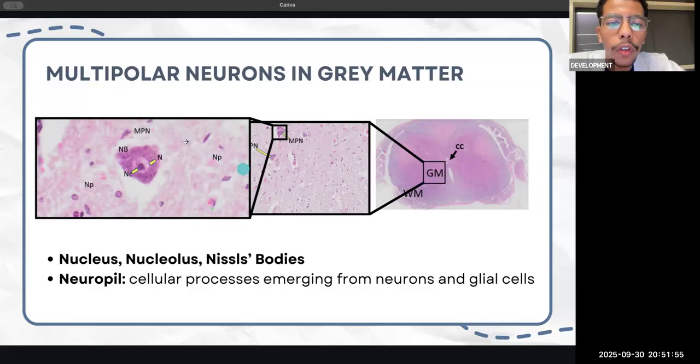So in gray matter, we have neuropil with the multipolar neurons, which have what? A tiny nucleolus here, and then around it is the nucleus, and then surrounding the nucleus is what? Nissl's bodies. Okay? This is it for gray matter.